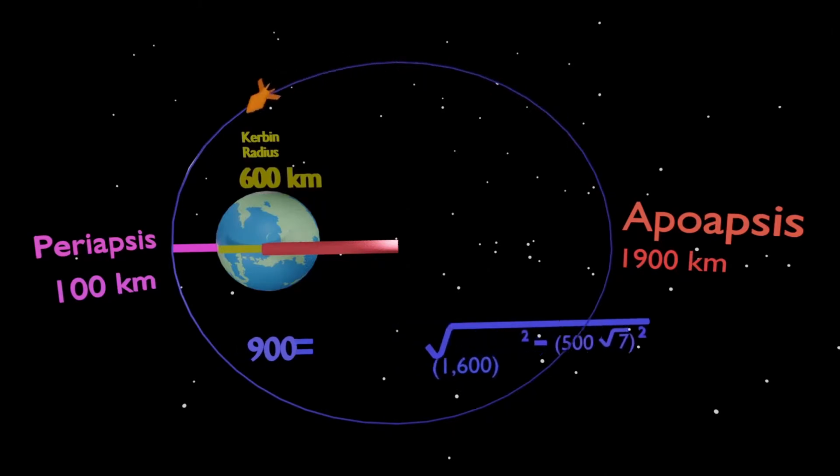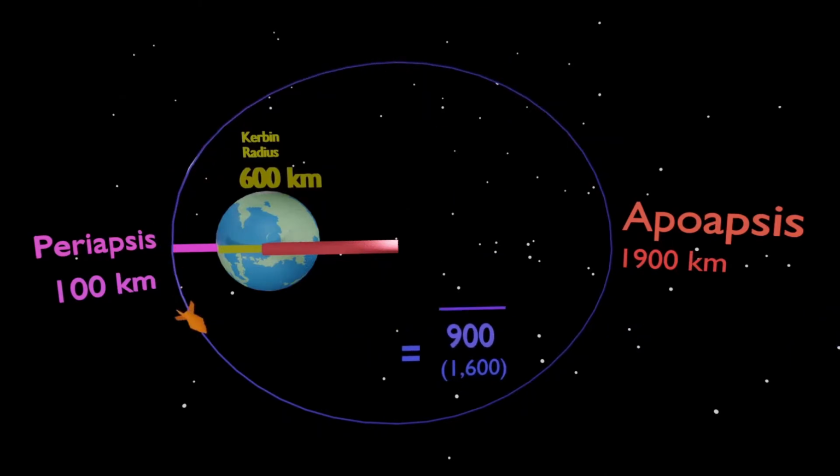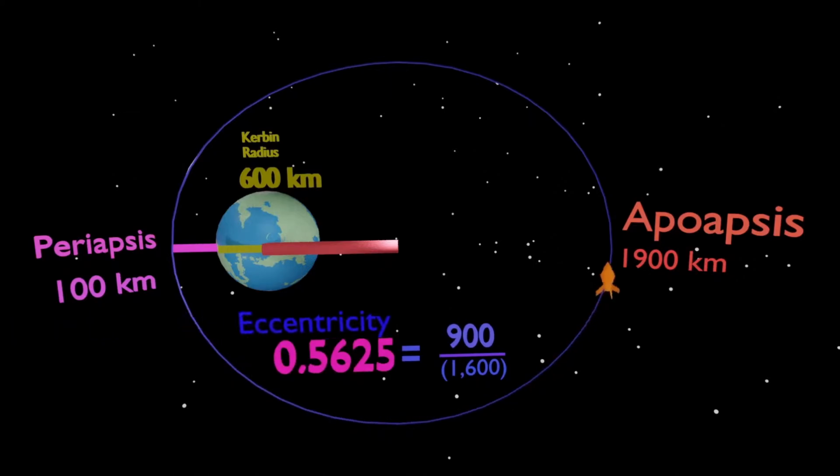Now, if you take 1600 and you divide it into 900, you're going to get the value of 0.5625, which represents the eccentricity of this particular ellipse.